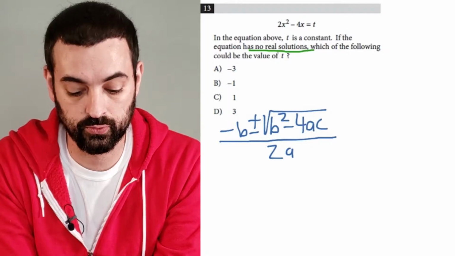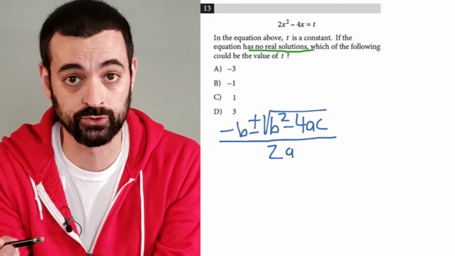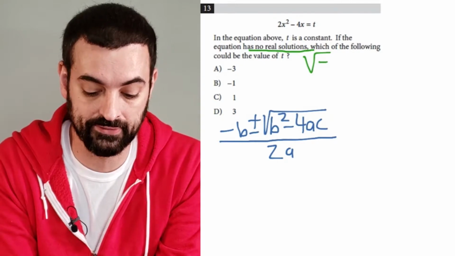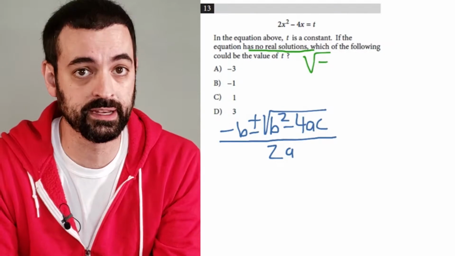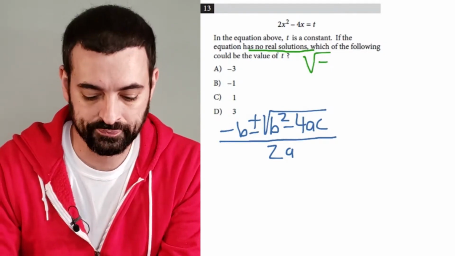Okay, let's try test 6, section 3, number 13. Again, we see the language, real solutions. In this case, they want no real solutions. That means that we're looking for a negative value under the radical. We don't know exactly what that's going to be all of the time, but as long as it's negative, we have the answer we want.